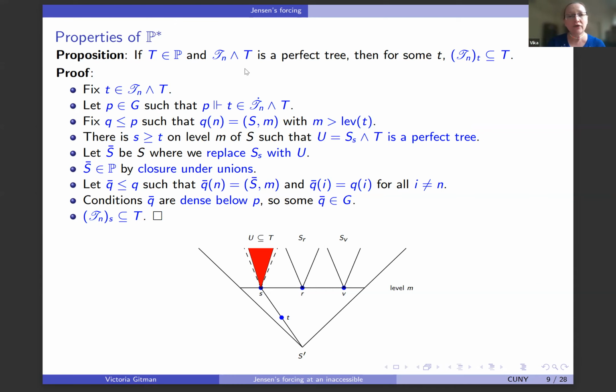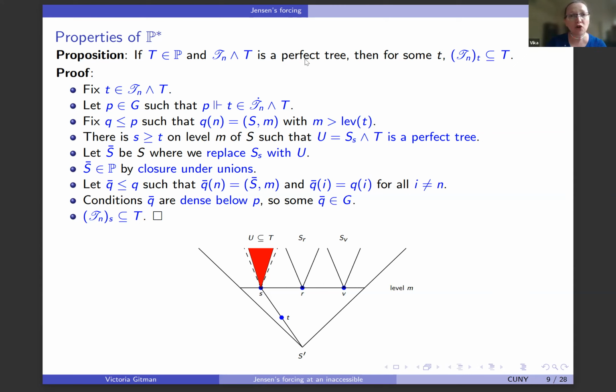Okay, so if the meet is a perfect tree, then it turns out that the original old tree already contains a large chunk of the generic tree with which it has a meet. Namely, there is a node in the generic tree such that the old tree contains everything up to that node. This is a very useful property of these posets. So I'm going to give a density argument to show that this is the case.